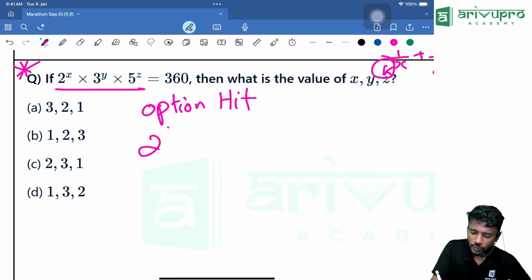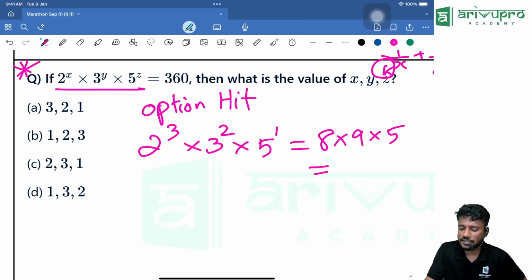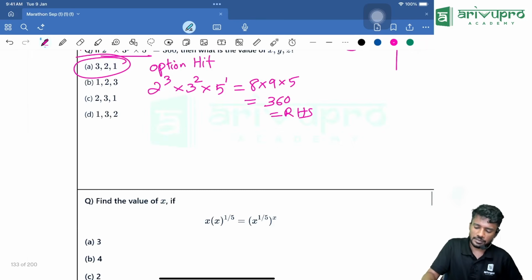Option hit: 2 raised to 3 into 3 square into 5 raised to 1, which is equal to how much? 8 into 9 into 5. How much is the answer? 360, which is equal to RHS. That means option A is your answer.